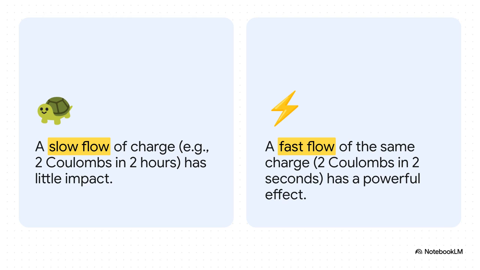Think of it this way. A slow trickle of water and a fire hose can both deliver the same total amount of water, right? But the fire hose has a much bigger impact because it's delivering it all at once. It's the exact same with electricity. A slow flow of charge doesn't do much, but delivering that same charge instantly, that's powerful. It is all about the rate.